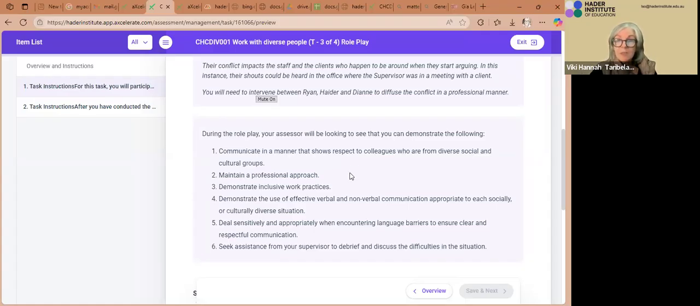So you maintain a professional approach, you demonstrate that inclusive work practice, you demonstrate the use of effective verbal and non-verbal communication, that's body language, eye contact, your posturing, how you stand. What does it say? Is it confrontational or is it collaborative? And you'll approach appropriate to each social and diverse situation for the people who are all involved. There's three. So you'll deal sensitively and appropriately when encountering language barriers to ensure clear and respectful communication.